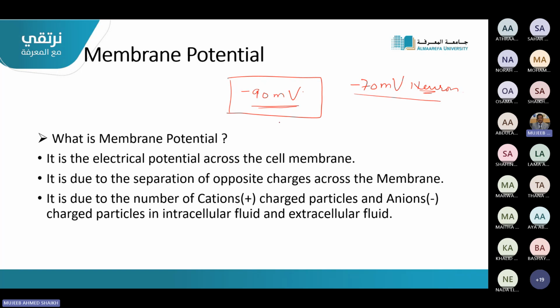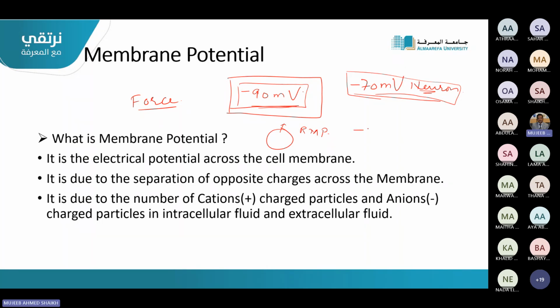So at rest, the force or electrical charge which is present or found on the cell membrane is known as resting membrane potential. This is the simplest definition, the simplest explanation of resting membrane potential. And the value is almost all the cells will have minus 90 millivolt, except neurons, which have minus 70 millivolt resting membrane potential. Remember, don't forget this.